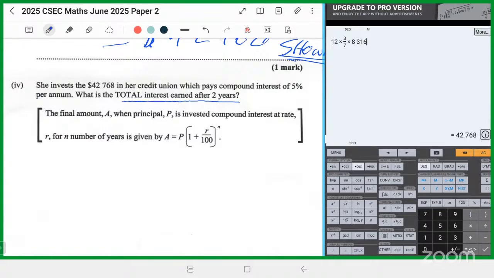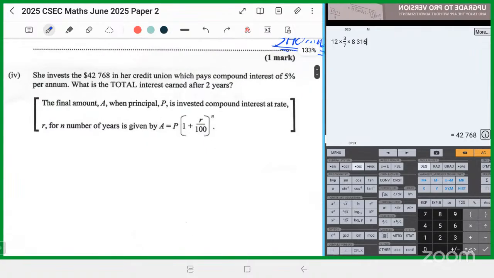Wow. Have to be careful. This is the total amount in there, but here they want the total interest. What is the total interest earned after 2 years? So total interest earned is going to be the total amount minus the amount that she started with. Be careful with this calculation, guys. This is going to give you the total amount in there, but what they want is the interest. We're going to have to subtract. So read the questions carefully. I think this will get a lot of people in this particular question.